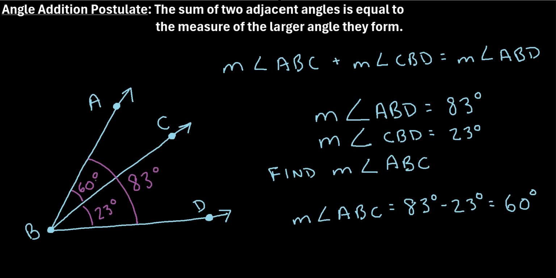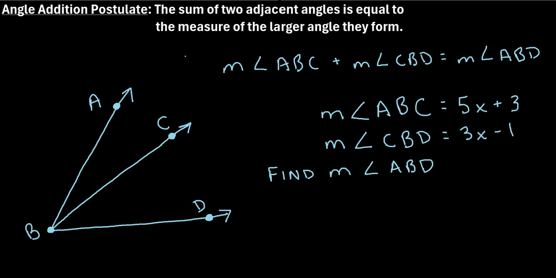And a way to double check ourselves is we just need to ask, do these two smaller angles add up to the larger angle? So 60 plus 23, that is equal to 83. So our answer must be correct. All right, let's try one more example. Let's say we're told that the measure of angle ABC is equal to this expression, 5x plus 3. So ABC is 5x plus 3. And let's say we're told the measure of angle CBD is equal to 3x minus 1. So CBD right here, this is 3x minus 1.